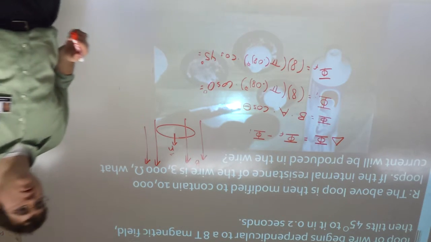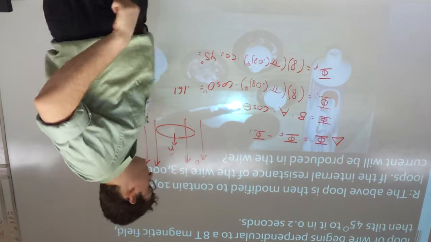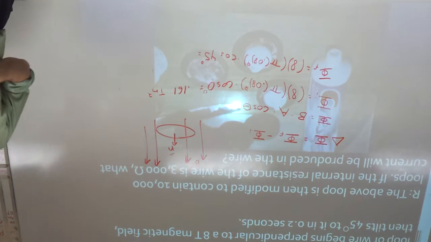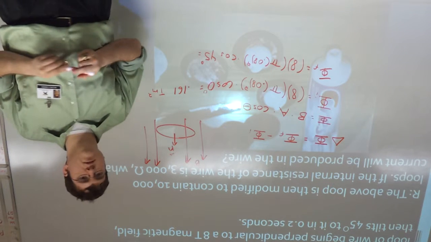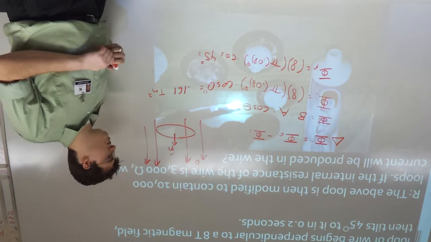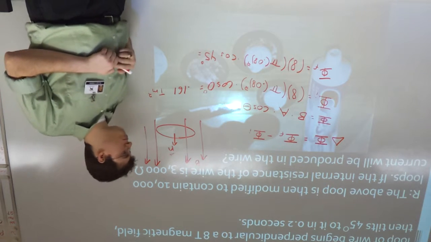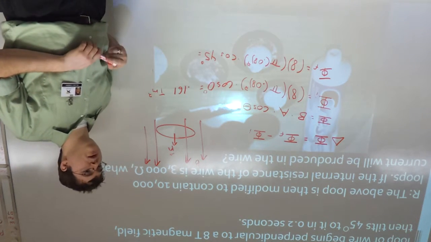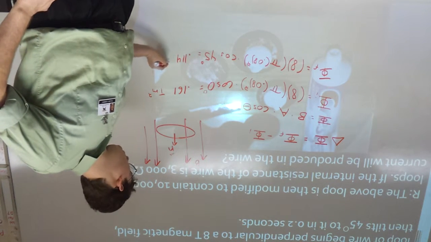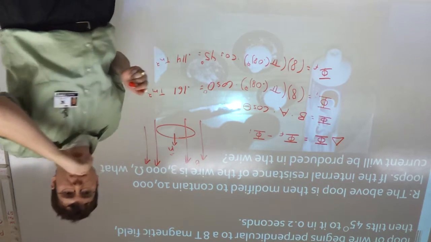Anybody got our initial? I got 0.161. Tesla meter squared are the units of flux. Anybody have the second one? Just second entry on your calculator to get that thing back, and then change it to cosine 45. I got 0.114 Tesla meters squared, which makes sense, right? If we're tilting it, we should be getting a little bit less flux.